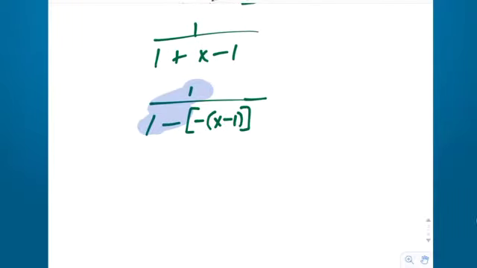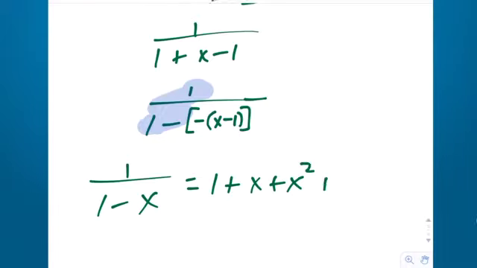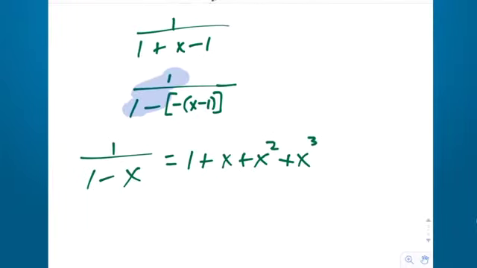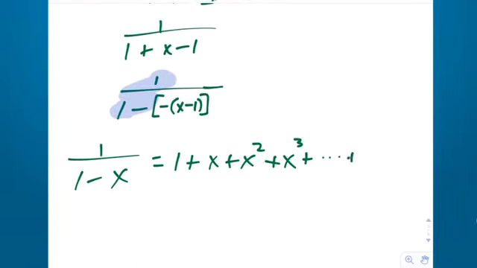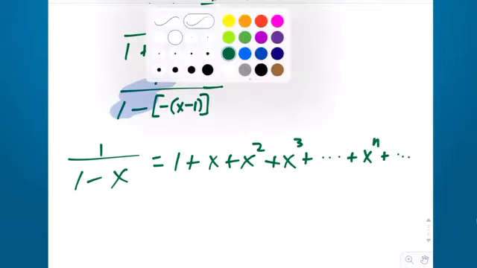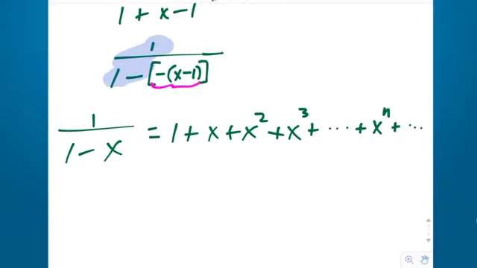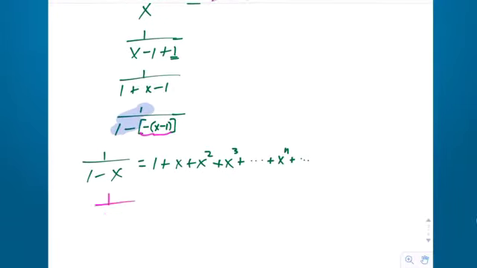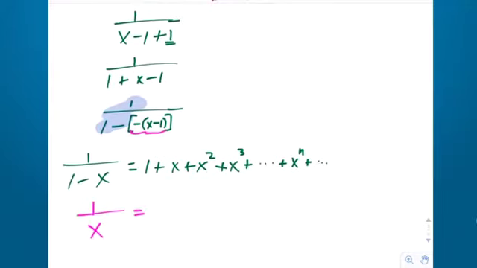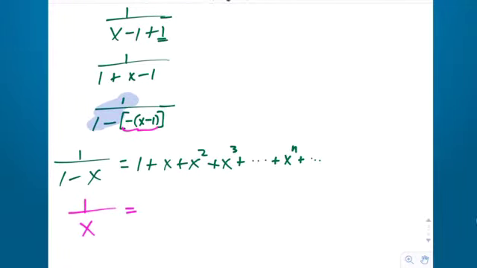So let's go ahead and write 1 over 1 minus x. We get 1 plus x plus x squared plus x cubed. Those are your first 4 non-zero terms, plus the nth term, plus dot, dot, dot. So if I'm going to create this, all I have to do is replace all my x's with what? Negative x minus 1. So I can go ahead and call that 1 over x and replace all of my x's with negative x minus 1.